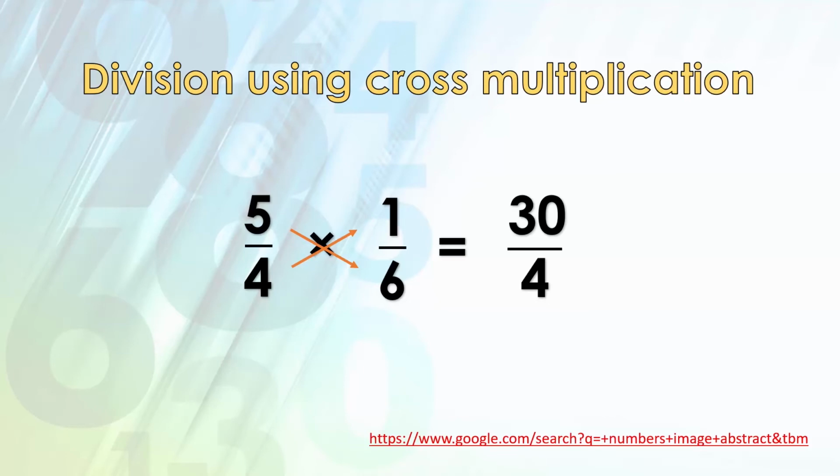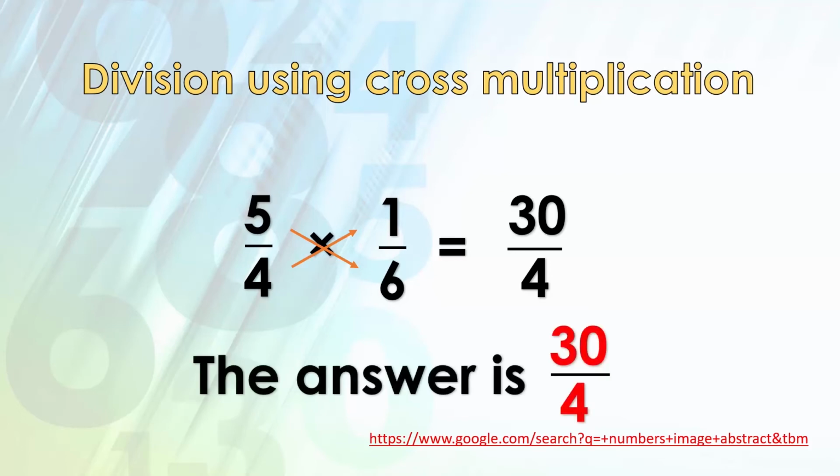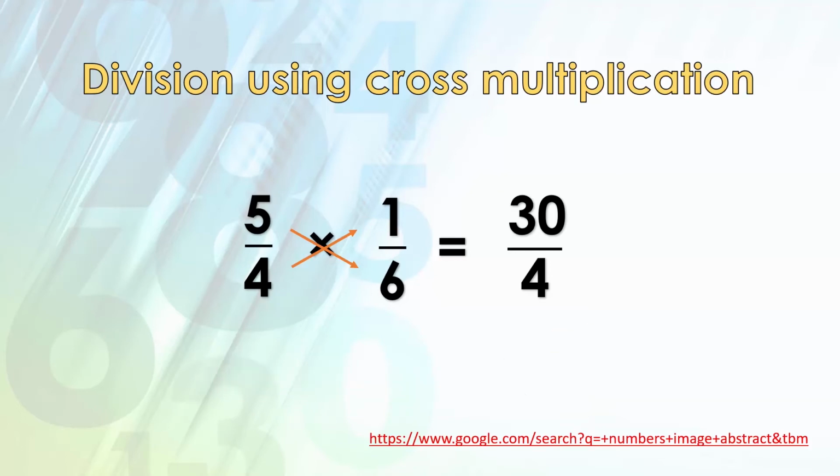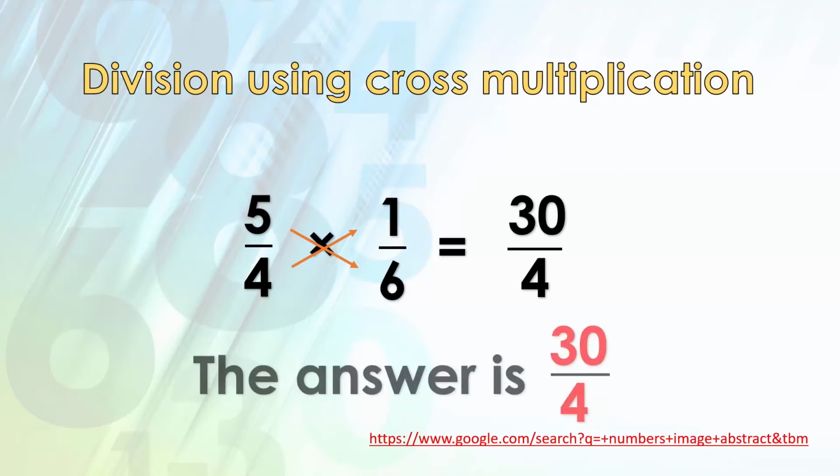And 4 times 1 is equal to 4. Just be careful in multiplying. We start by multiplying the numerator of the multiplicand and the denominator of the multiplier, and the product will be the numerator. Then do the opposite for the denominator. The answer is 30 over 4.